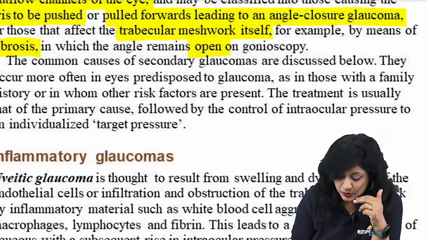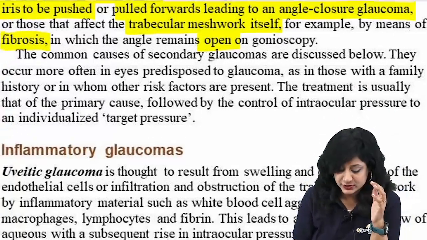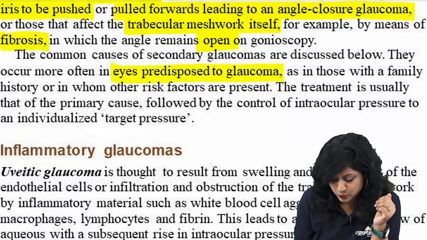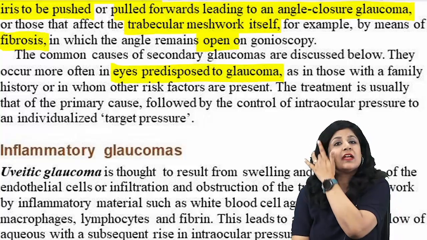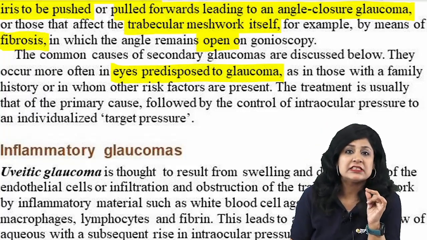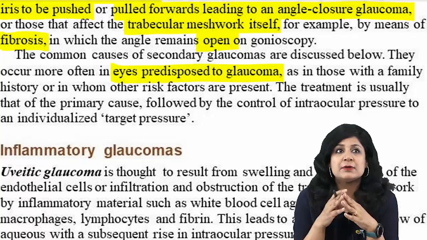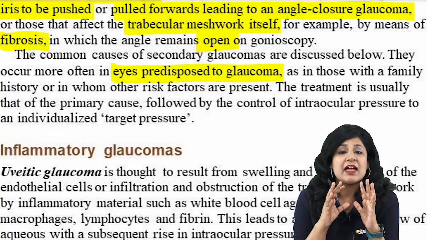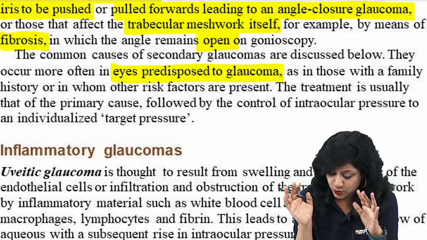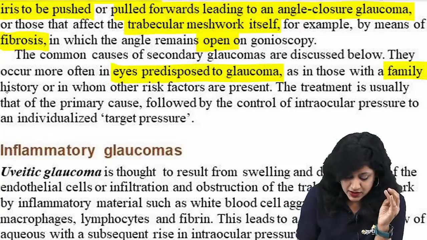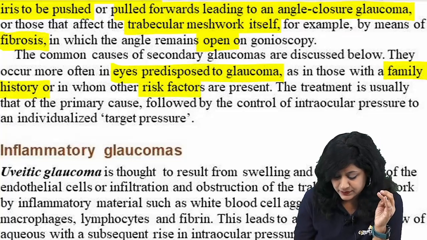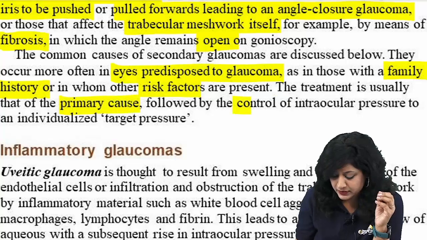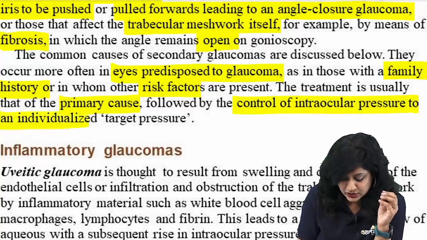Alright. Now let us see the common causes of secondary glaucomas. They occur more often in eyes which are predisposed to glaucoma. Though here we do not have primary glaucoma but secondary glaucoma, it has been seen that this occurs more commonly in eyes which have a predisposition towards glaucoma. We can have a family history or certain risk factors present. The treatment is usually that of the primary cause, followed by control of intraocular pressure to the individualized target pressure.